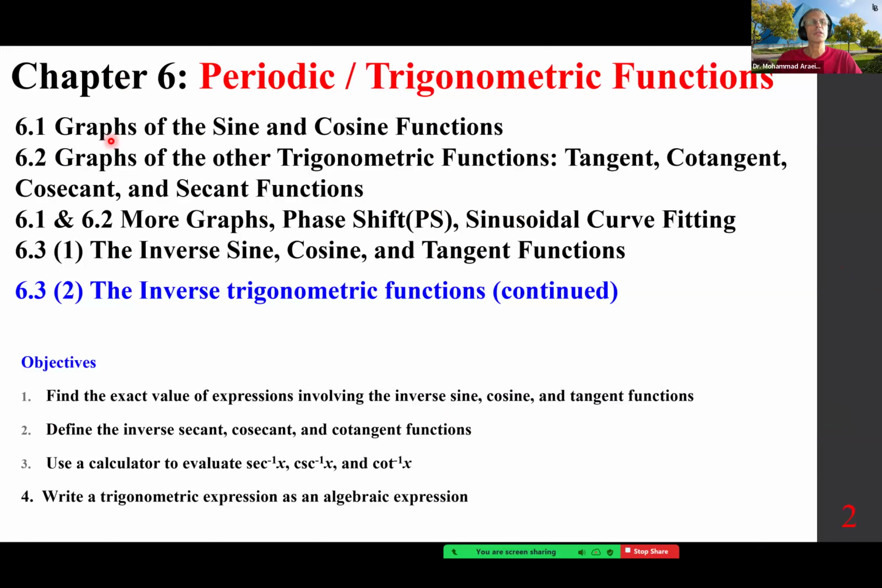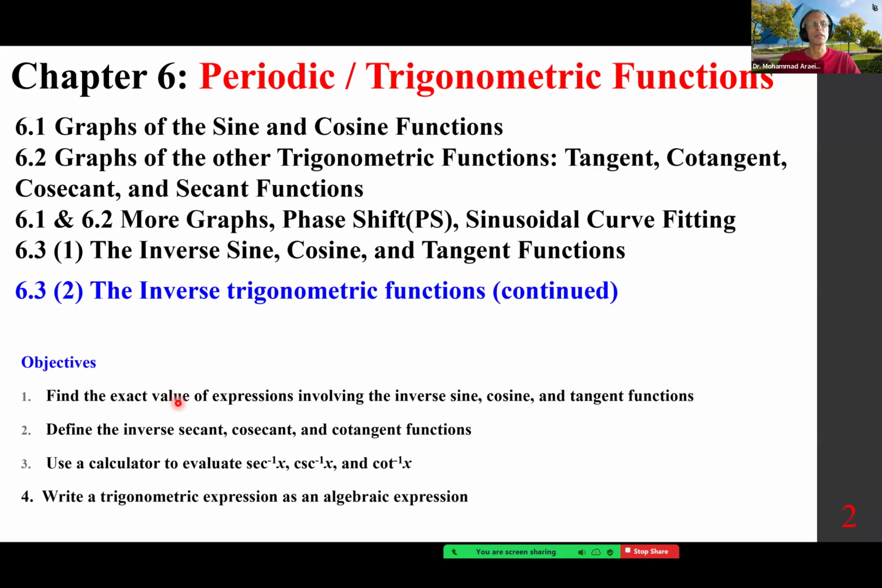So we've looked at various graphs for sine, cosine, tangent, cotangent, secant, cosecant. We looked at the graphs with phase shift. We looked at inverse sine, cosine, and tangent function, and now more of them.